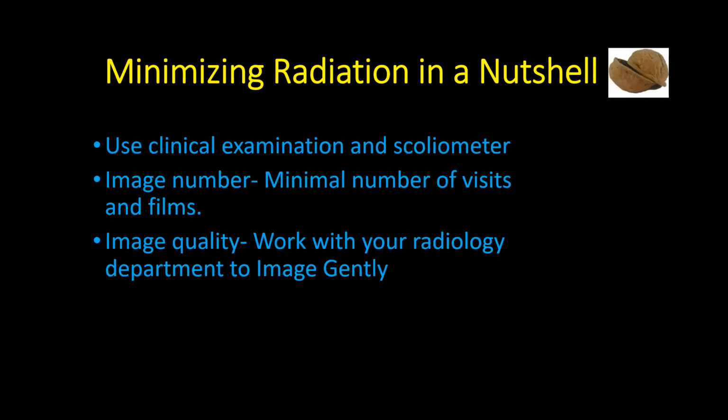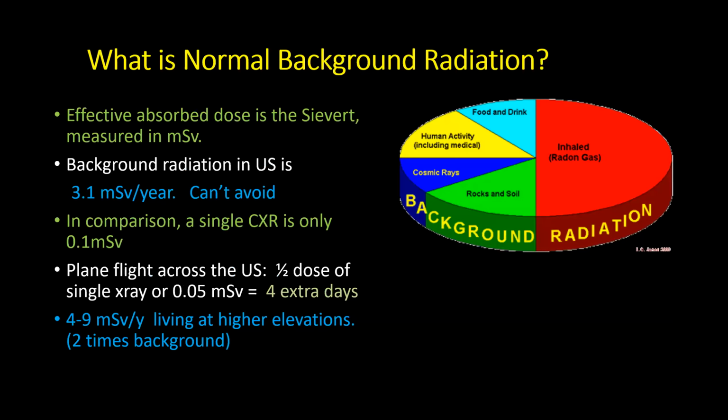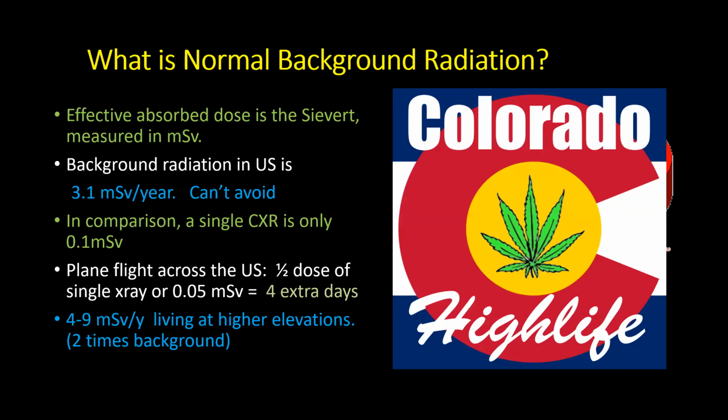Well, what is image gently? It's really using the principles of ALARA, which is as low as reasonably achievable. And so that should be your overriding theme, pediatric radiologists, to cut down on radiation dosing. But what is the normal background radiation? It's about 3 millisieverts a year. You can't avoid this unless you live up in Colorado, and it's even worse. It's about twice that of living at sea level.